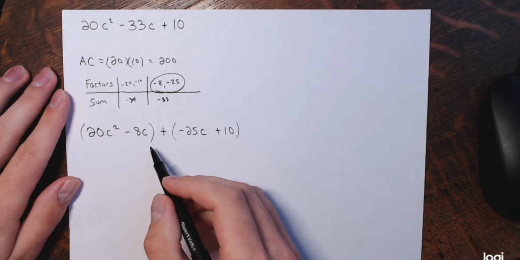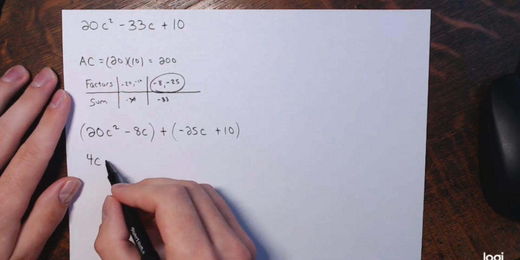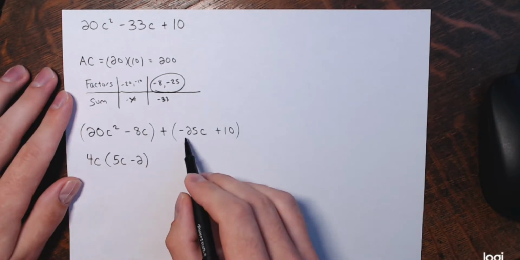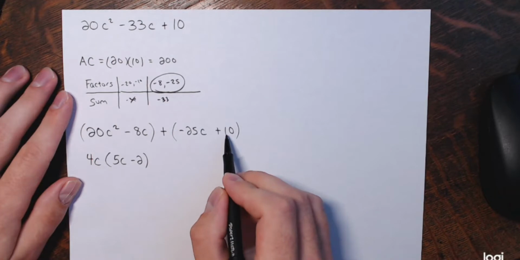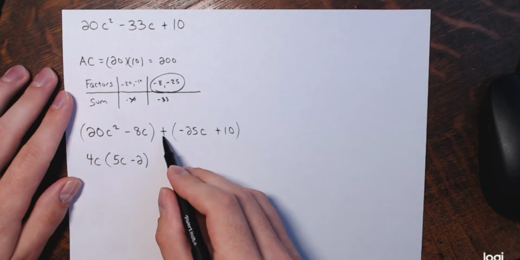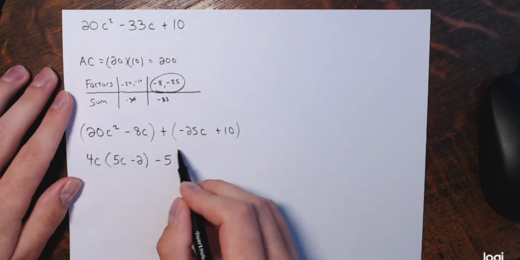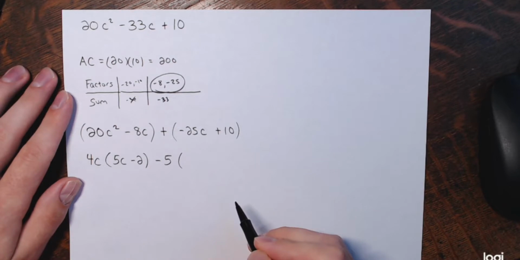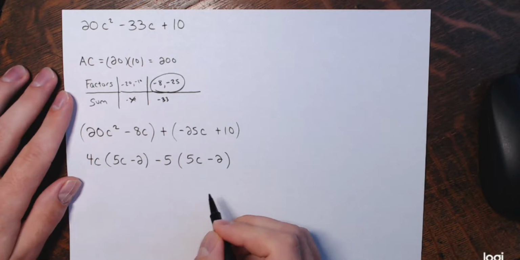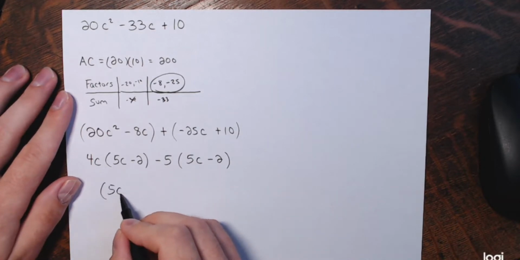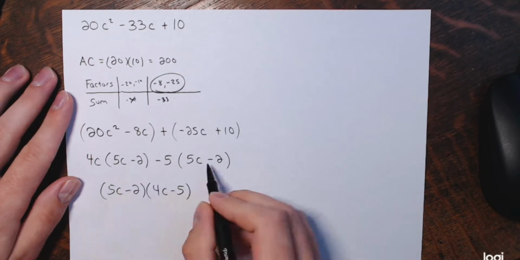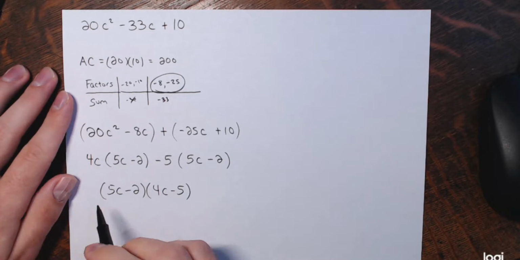The first two terms have a common factor of 4c, leaving me with 5c minus 2. And then from the second group, I'd factor out negative 5, because the lead coefficient is negative. So instead of plus, I'll just make minus 5. Right? I'm pulling out negative 5 from the second two terms. And then what would be left over would be 5c minus 2. And so we're finally left with 5c minus 2 times 4c minus 5. I would factor out the 5c minus 2, leaving me with the other factor of 4c minus 5.